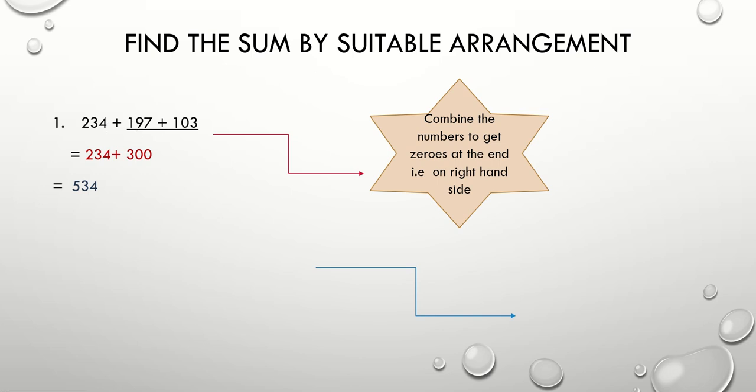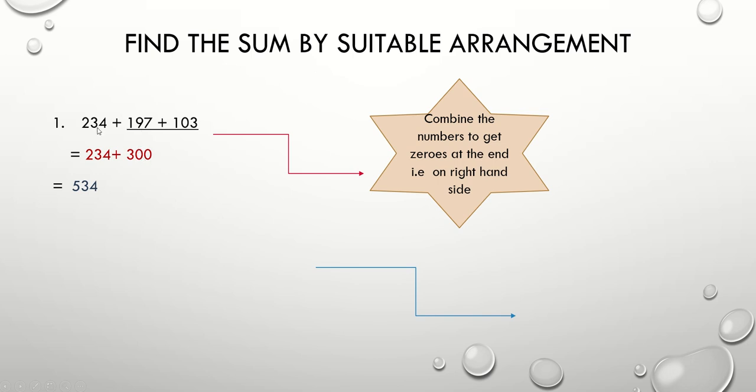I know the answer would remain the same, but it is not a suitable arrangement, because suitable arrangement means you have to use the property properly. The answer would remain the same. It doesn't matter, but it should be a suitable property. Suitable means I want to get the number of zeros at the end.